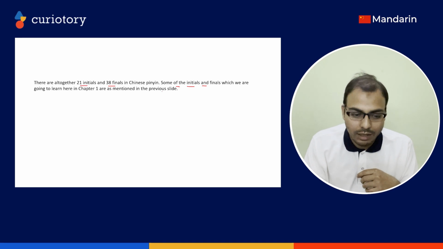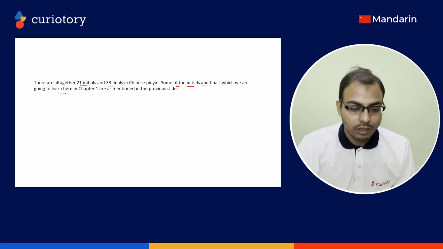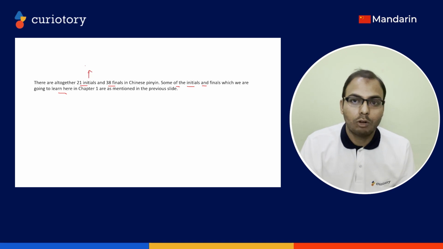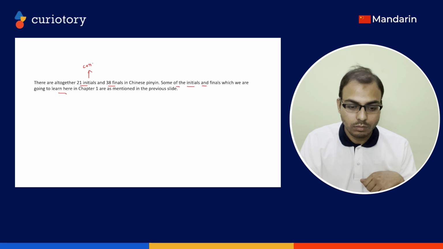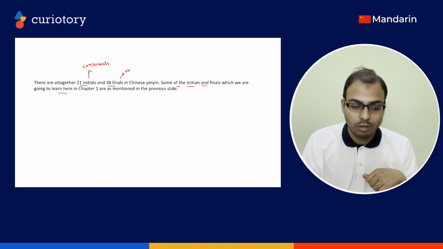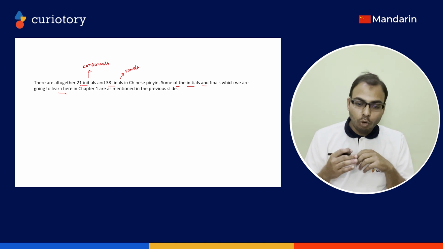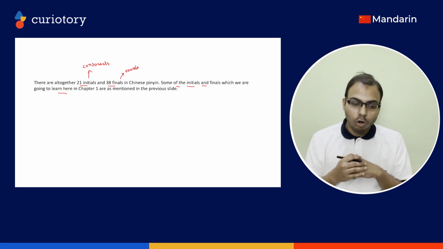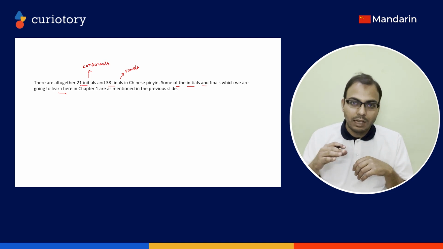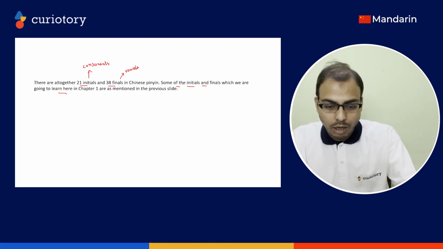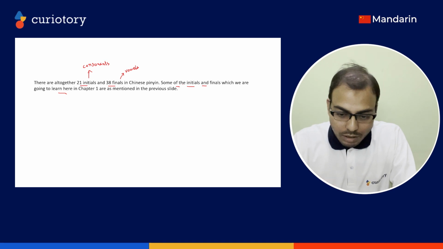Some of the initials and finals which we are going to learn here. There are altogether 21 initials and 38 finals in Chinese Pinyin. What are initials? Initials are like consonants of the English language, and finals are like vowels. Naturally your question arises, sir, if there are no alphabets, how come consonants and vowels? Actually, initials and finals are like consonants and vowels. We will be learning about initials and finals in a much better way in the subsequent sessions.